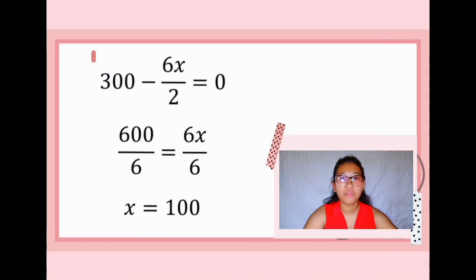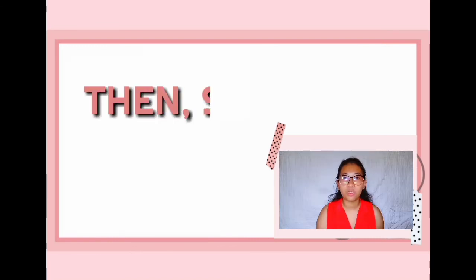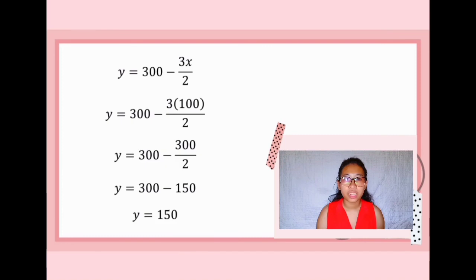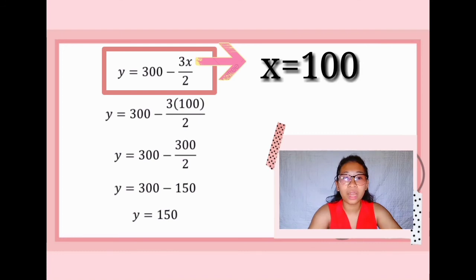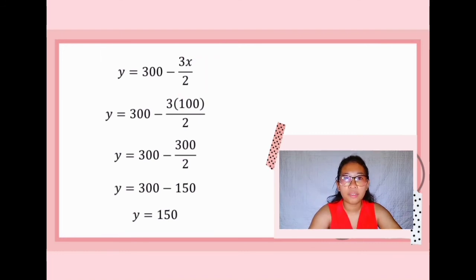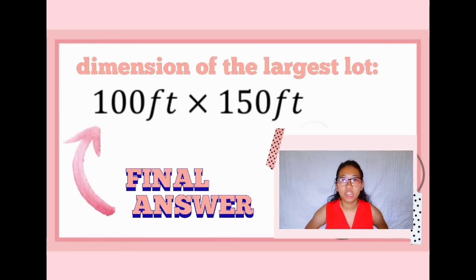Then, we can now solve the value of x. So, 600 is equal to 6x. The value of x will be 100. Now, we can solve the value of y, which is 300 minus 3 times the x, which is 100, over 2. Next, we have 300 minus 300 over 2. Then 300 over 2 will give us 150. So now y is equal to 300 minus 150, and the value of y is 150. Therefore, the dimension of the largest lot is 100 feet times 150 feet.